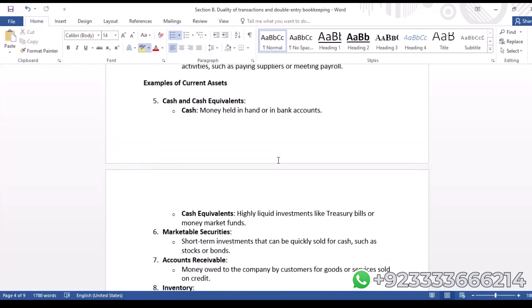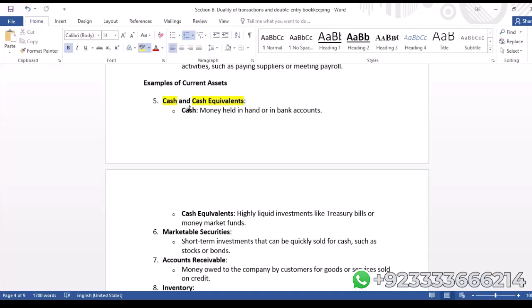So current assets involve cash and cash equivalents. First, cash. Cash is money, hardcore cash, without even holding it. If it is in your bank account, we consider it cash because as soon as you swipe your card, the money is transferred. So it is cash. Cash in bank or cash in hand, both are considered as cash.